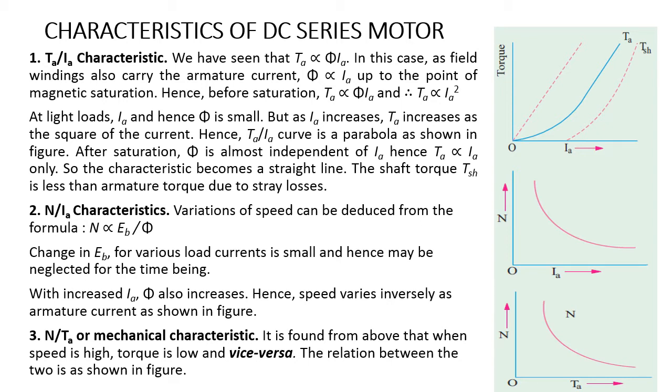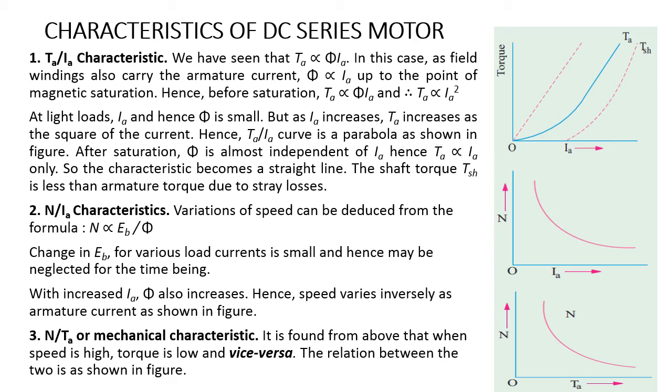Characteristics of DC series motor. The first characteristic is the Ta versus Ia characteristic. We have seen that Ta is directly proportional to φ into Ia. In this case, as the field windings also carry the armature current, φ is also directly proportional to Ia up to the point of magnetic saturation.